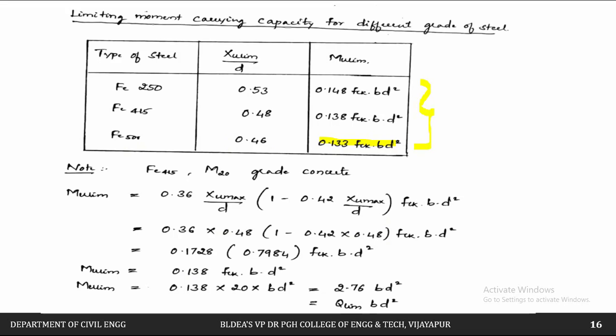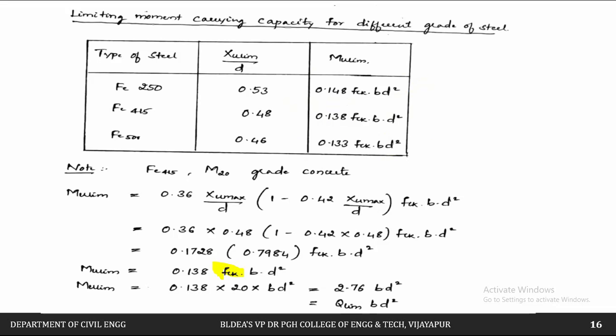So these are very important values which we have to remember. We calculate the limiting moment of resistance, that is, how much moment the section can carry based on the maximum depth of the neutral axis. Most of the time these values are used. For different grades of steel, these are the values we have to remember.